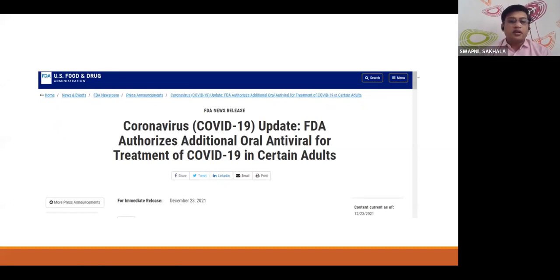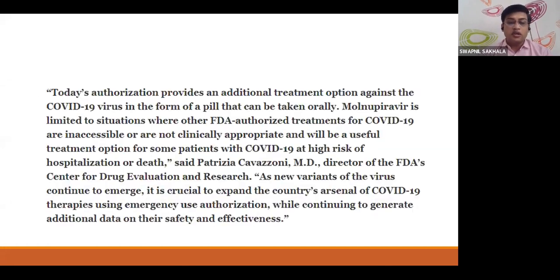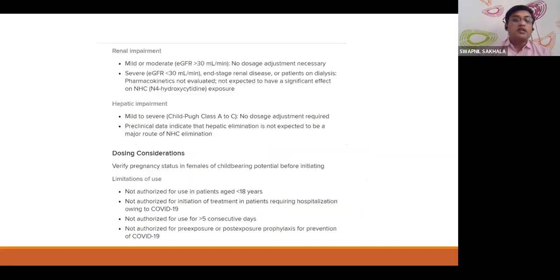The FDA gave approval in almost December 23, as an additional drug which has been very useful in the treatment of COVID-19 in certain adults. Again, I want to mention that this authorization provides an additional treatment option against the COVID-19 virus that can be taken orally, because there is no other drug available. And for those patients who are mildly symptomatic, you cannot ask them to be admitted. You cannot force them to take an antibody cocktail, because the antibody cocktail available in India so far doesn't work, and the antibody cocktail which works is not available in India so far. So we must have thorough knowledge ourselves of which patient it should be used in and which patient it should not be used in.